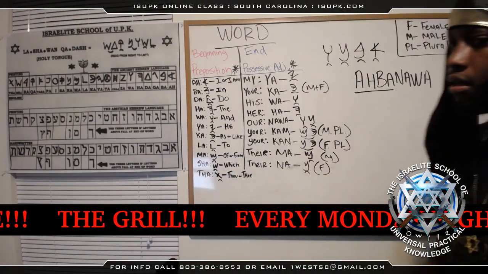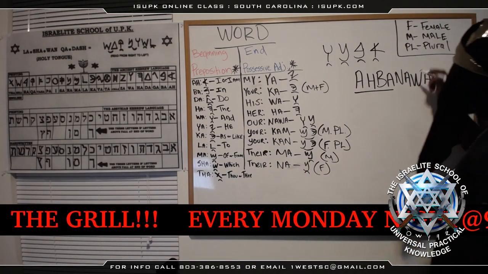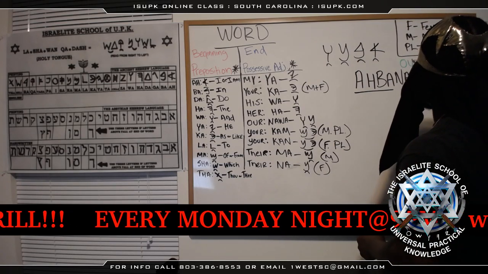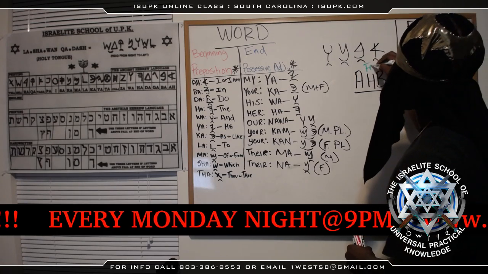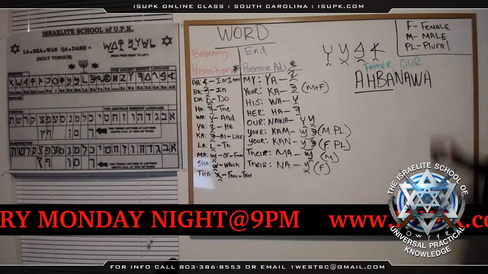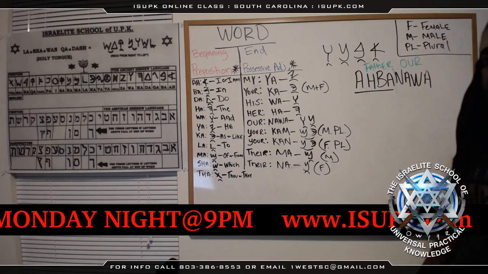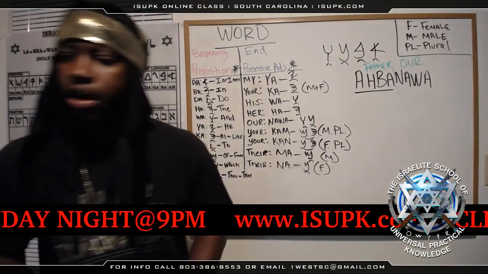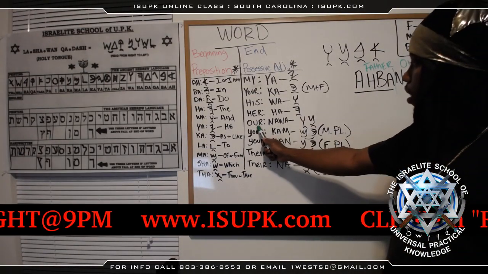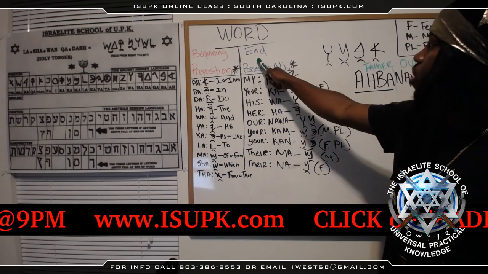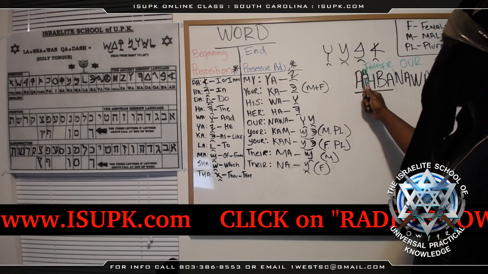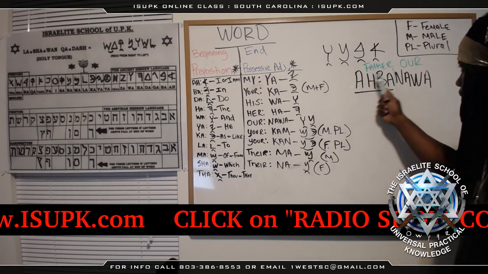That's correct, Doc. The brother Leon is correct. The meaning of this word is our. This meaning right here is father. This is our, this is father. The brother Leon is absolutely correct. This word is a possessive adjective, and it comes at the end of the word that it enhances.